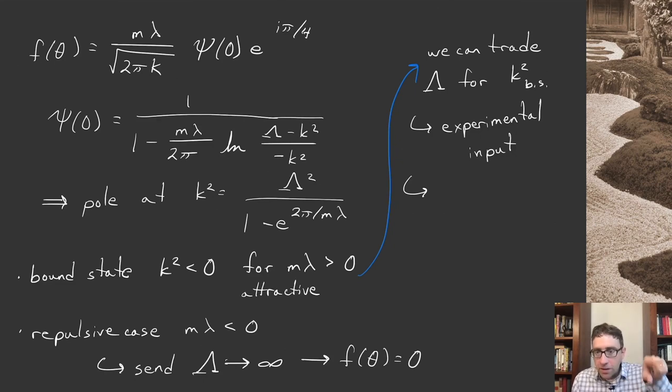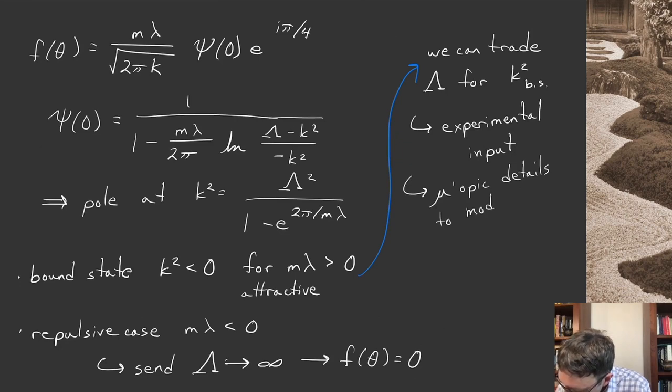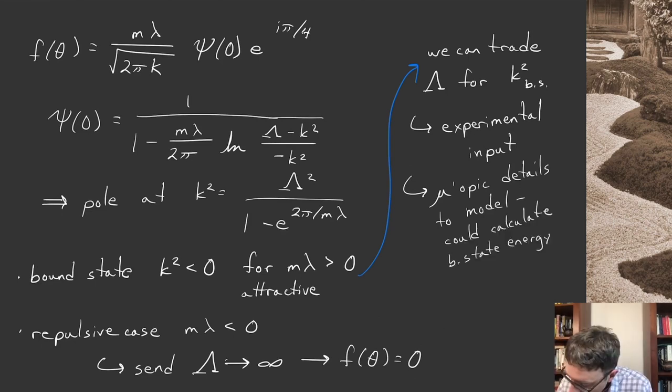Maybe it actually looks like a little well or something, which might actually have a bound state. And so by adding in those microscopic details to the model, replacing your delta function with something a little bit more physical, you could calculate the bound state energy. So there are two different perspectives on what to do here. Either experimental input, where you think about this pole as coming from some experimentally measured bound state, or you have a better microscopic description of your system.